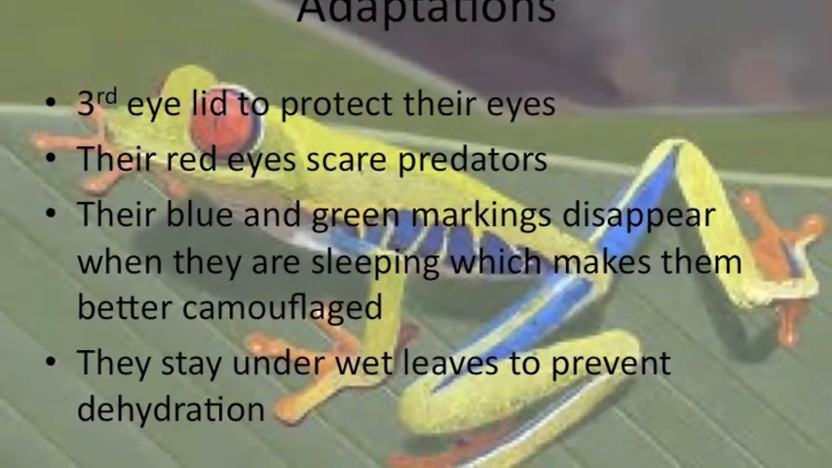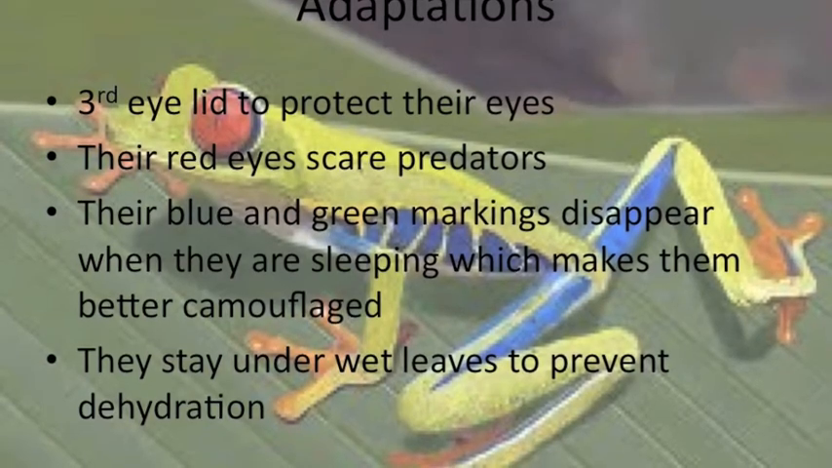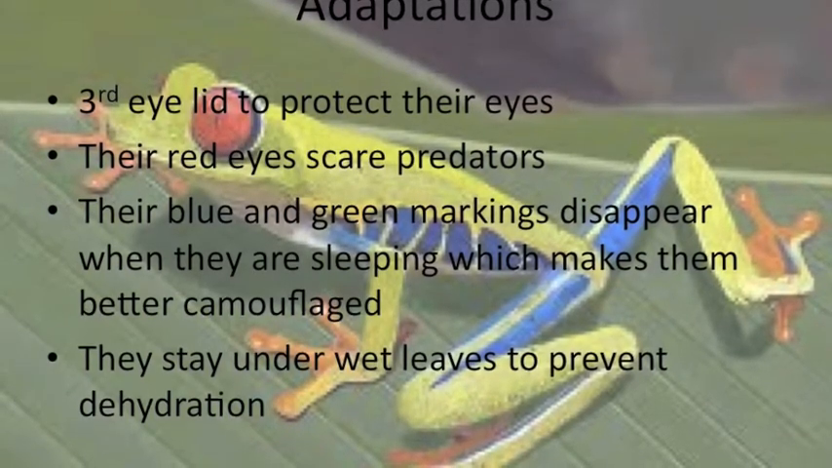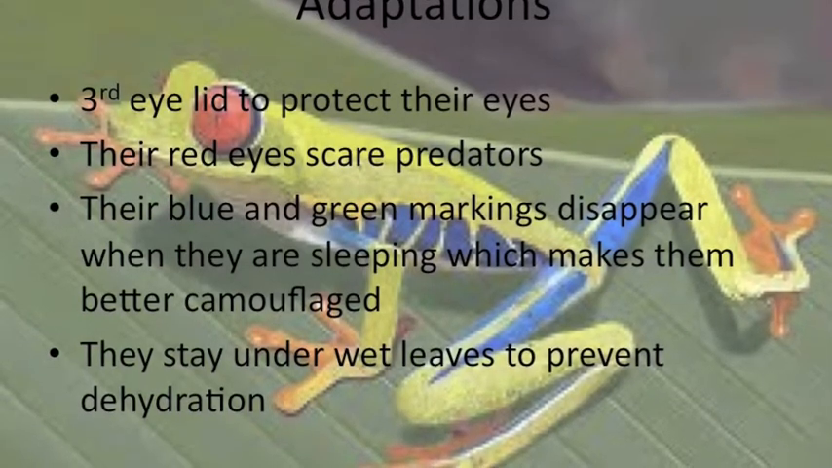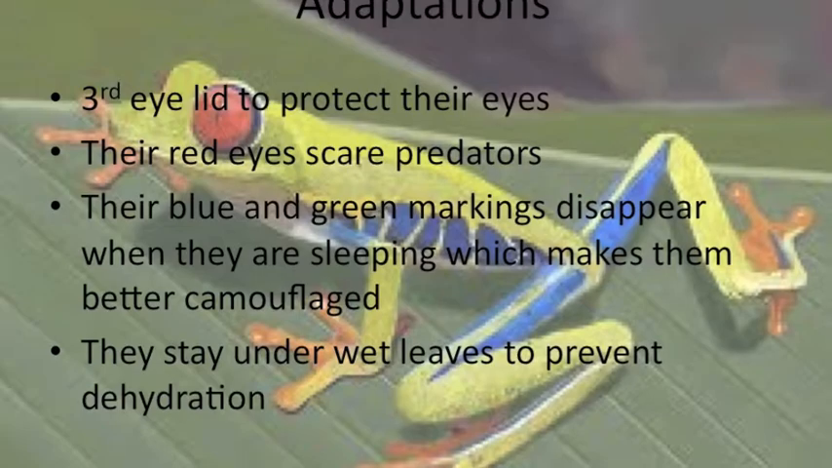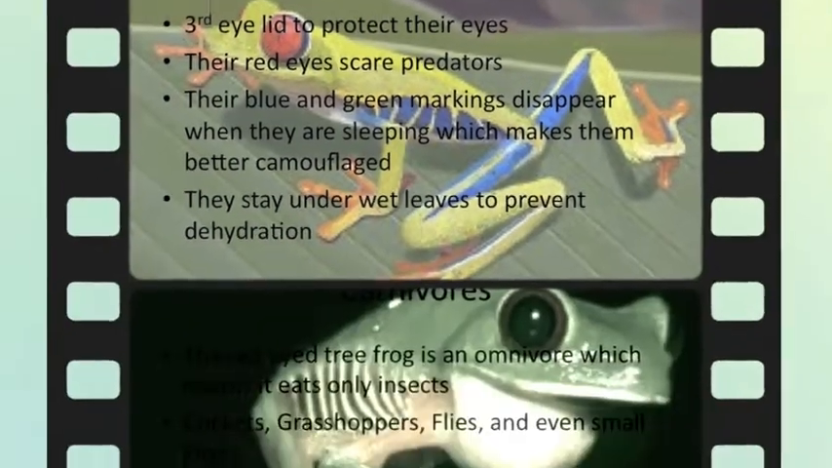Adaptations. The red-eyed tree frog has 3 eyelids to protect their eyes. Their eyes also scare away any predators. Their blue and green markings disappear when they are sleeping, which makes them better camouflaged, and they usually stay under wet leaves to prevent dehydration.